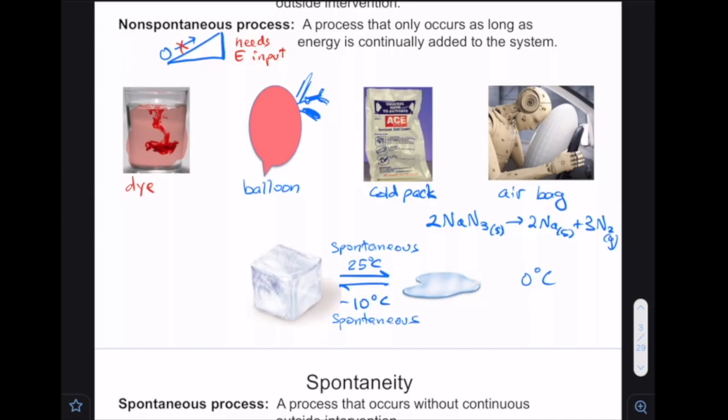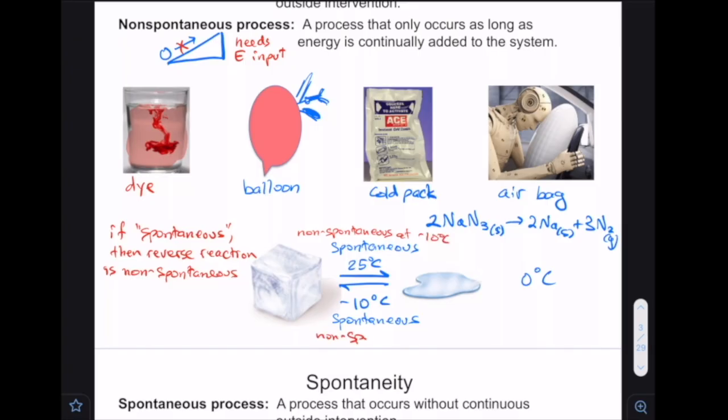Now, that also means that if a reaction as written from left to right is spontaneous, the reverse reaction is non-spontaneous. Those will go hand in hand. So for example, at 25 degrees, ice melting into water is spontaneous. That means that the reverse reaction is non-spontaneous. That also could be said in reverse. Ice going into water is non-spontaneous at negative 10 degrees Celsius. And the reverse reaction, well, that's non-spontaneous if we're at 25 degrees Celsius.